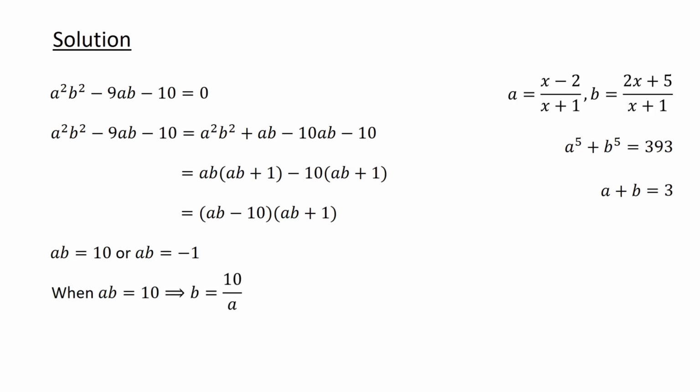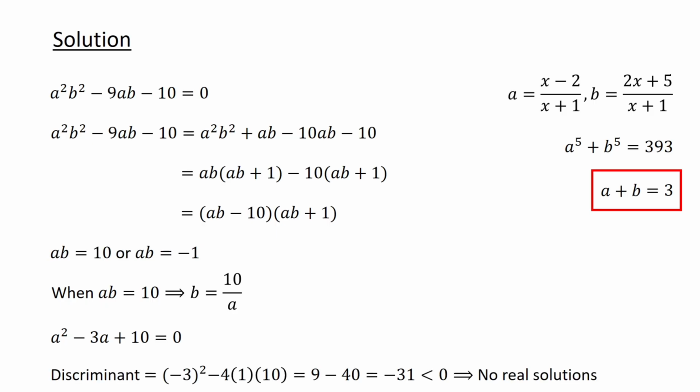When ab equals 10, we have b equals 10 over a. Substituting this into the equation a plus b equals 3, we get a plus 10 over a equals 3. Multiplying by a on both sides of the equation to clear the denominator, and then rearranging, we obtain a quadratic equation a squared minus 3a plus 10 equals 0. Since the discriminant is negative, the equation has no real solutions.